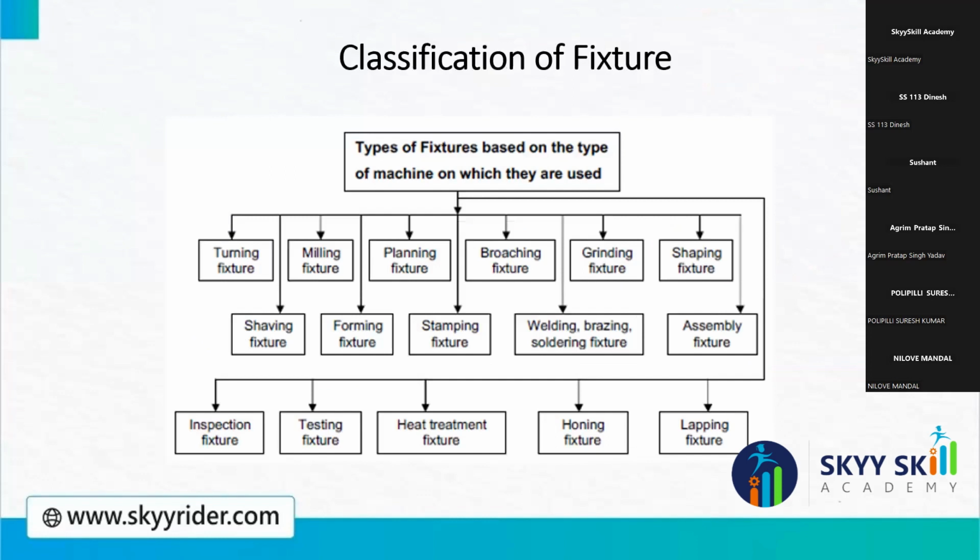Okay, so the classification of fixtures according to the machines being used: turning, milling, planing, broaching, stamping, welding, grinding, shaping, assembly, inspection. Any kind of machine can use fixtures.